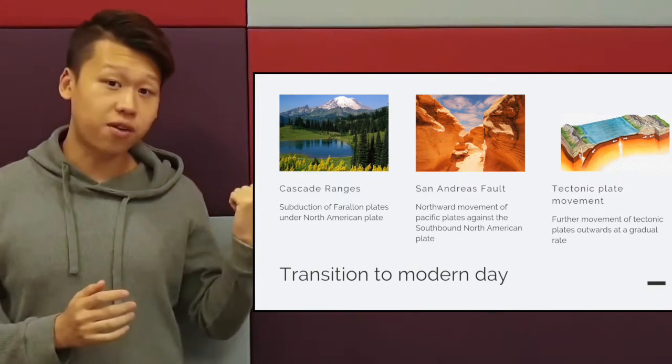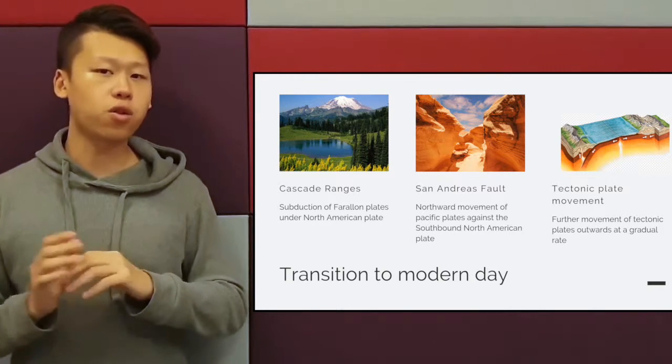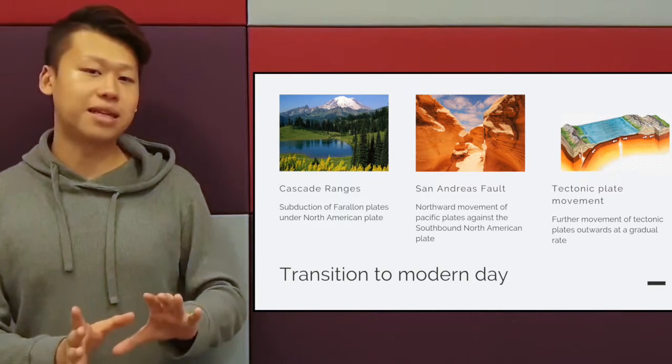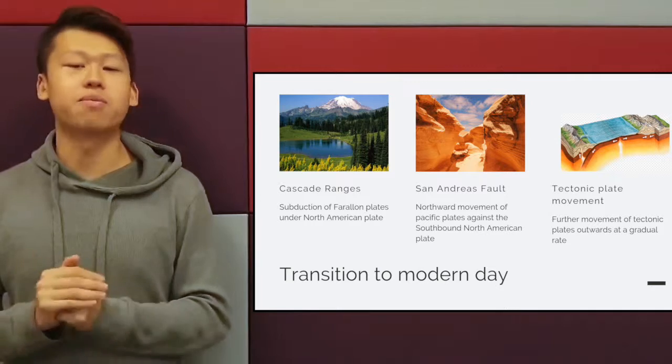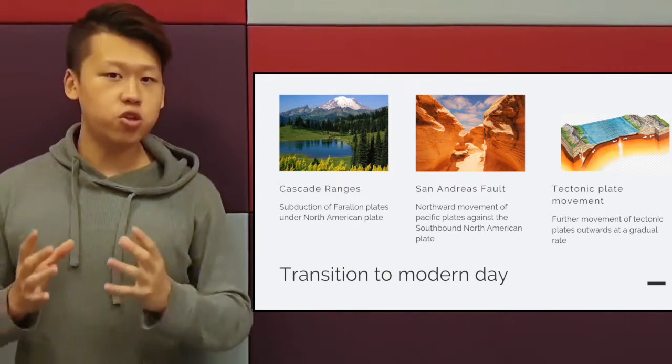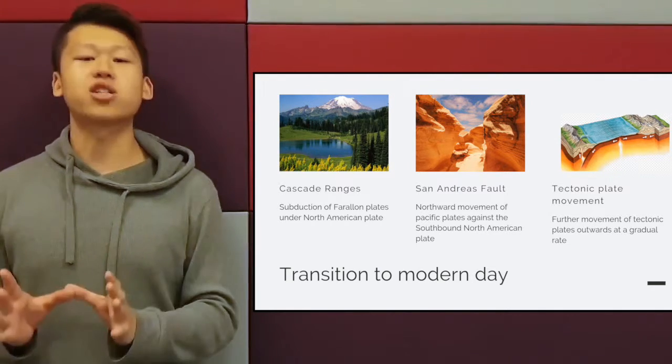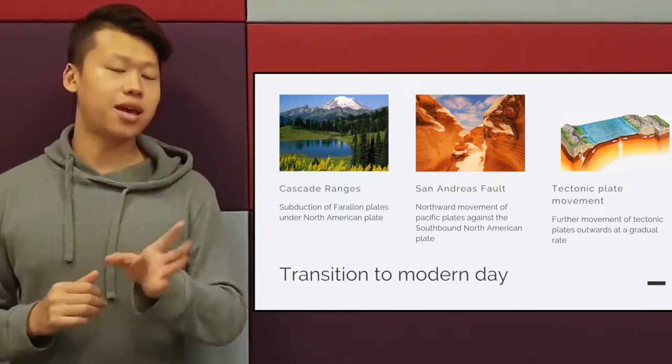The San Andreas Fault is another such feature created by the northward movement of the Pacific Plate against the southbound North American Plate. These plates continue to move in their respective directions at a rate of 8 centimeters and 2.3 centimeters per year.